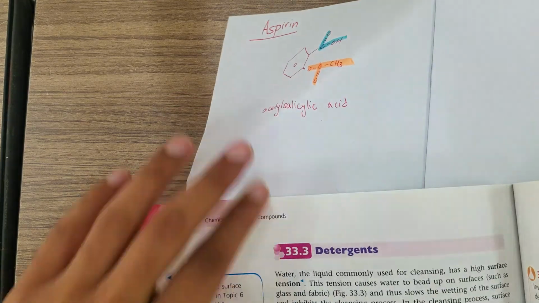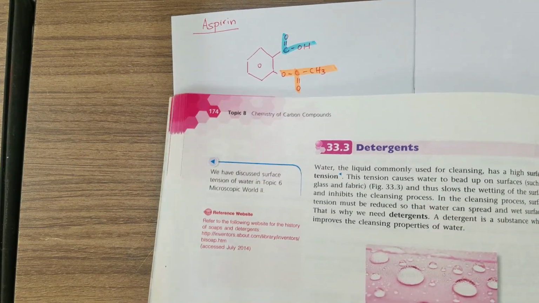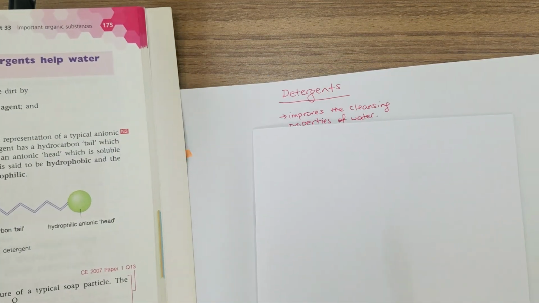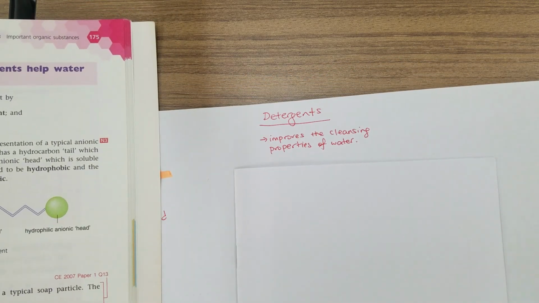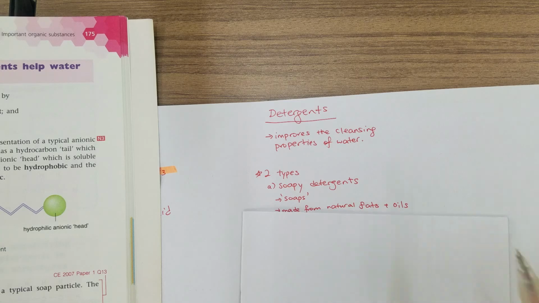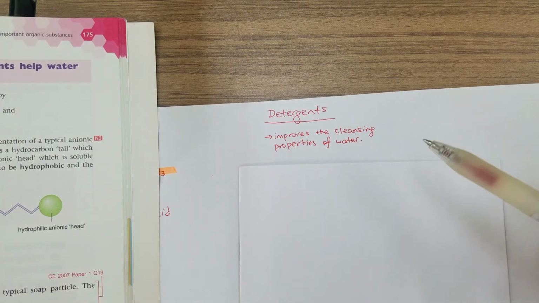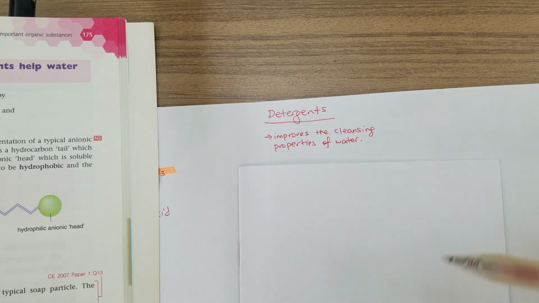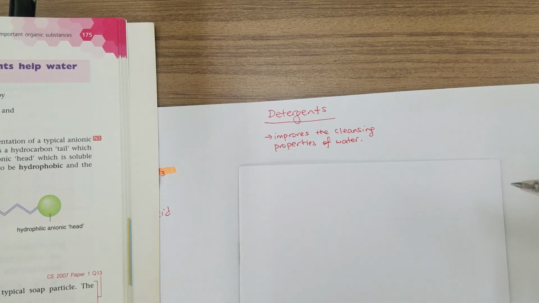Okay, next thing in our daily lives will be detergents, on page 174. So let's get on with it. I just made quick notes over here. Detergents are used because they improve the cleansing properties of water. Water itself sometimes cannot wash away dirt or oil. Even with as much force as you use, it's really hard to remove those. Therefore, detergents were invented to increase the cleansing properties of water.